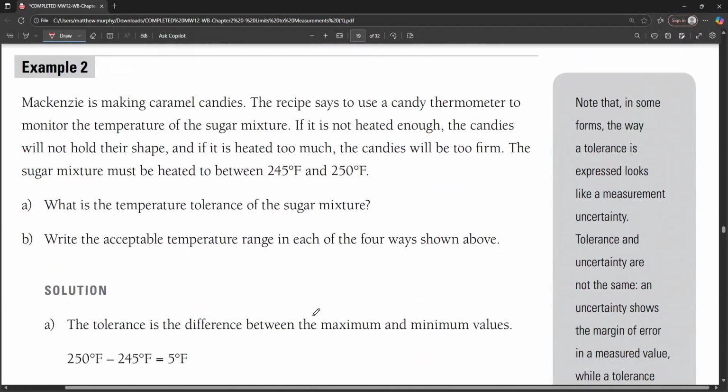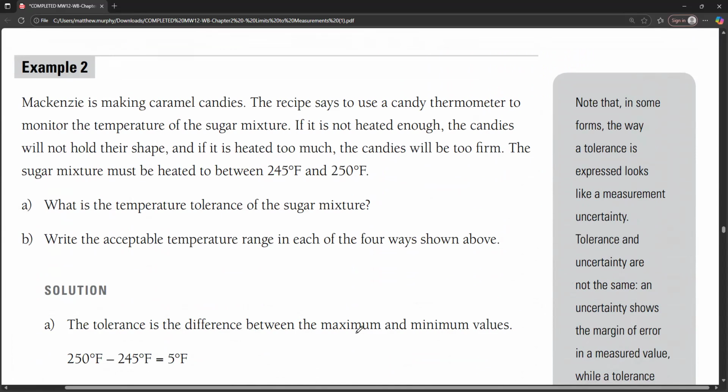So example 2. Mackenzie is making caramel candies. The recipe says to use a candy thermometer to monitor the temperature of the sugar mixture. If it is not heated enough, the candies will not hold their shape, and if it is heated too much, the candies will be too firm. The sugar mixture must be heated to between 245 and 250. A, what is the temperature tolerance of the sugar mixture? And B, write the acceptable temperature range in each of the 4 ways that we looked at above.